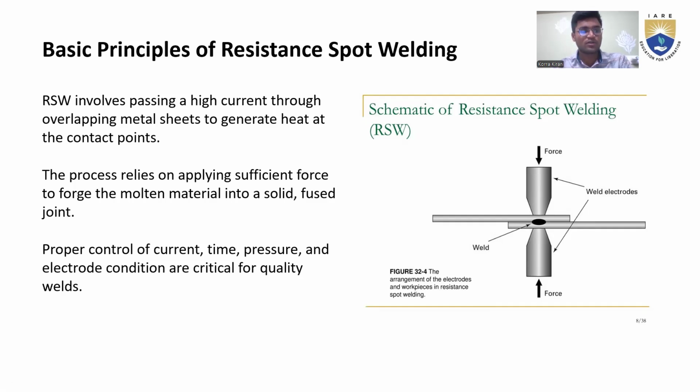Proper control of current, time, pressure and electrode conditions is crucial for quality welds. In this welding, we need current, time and pressure, and at the same time we also need electrodes. Here we can see the schematic of resistance spot welding. There is a force applied by the electrodes. Two electrodes are there, and the materials we need to join are put between the two electrodes, and we press with force to join the metal sheets by applying heat from the electrical resistance.